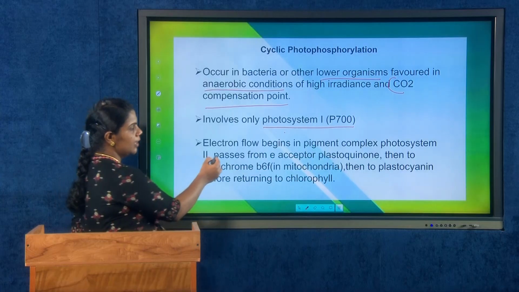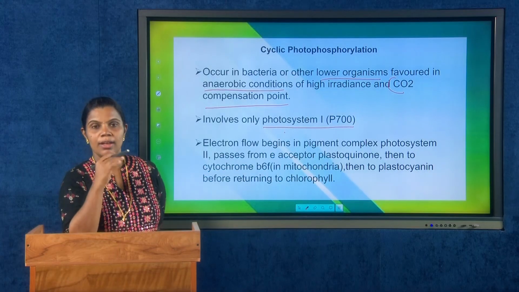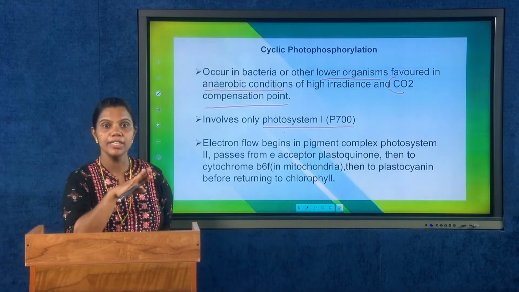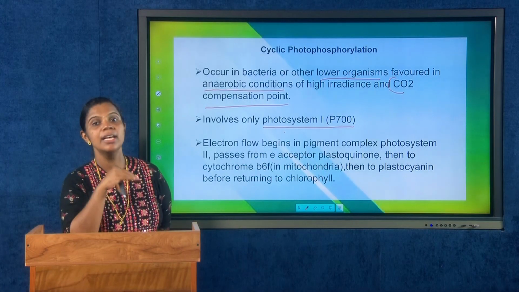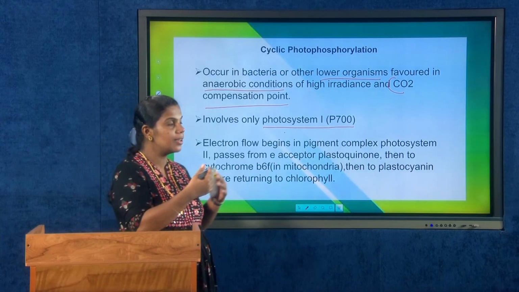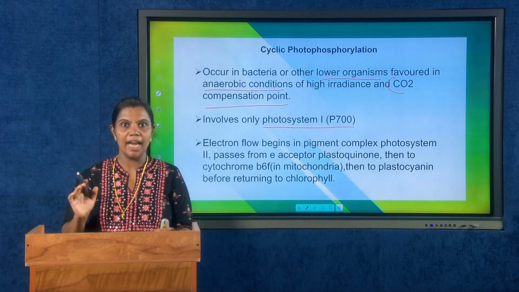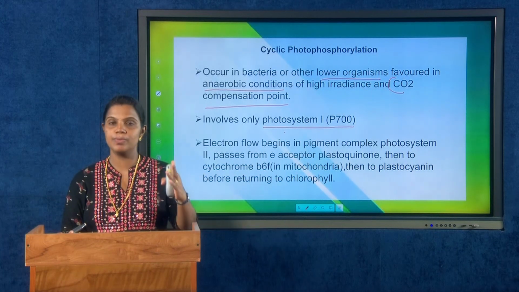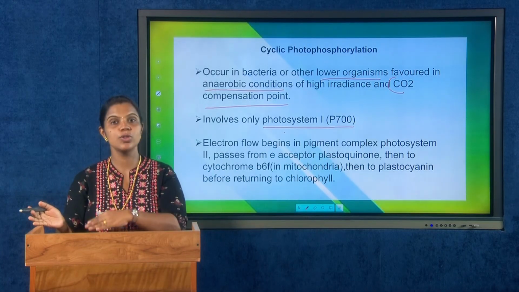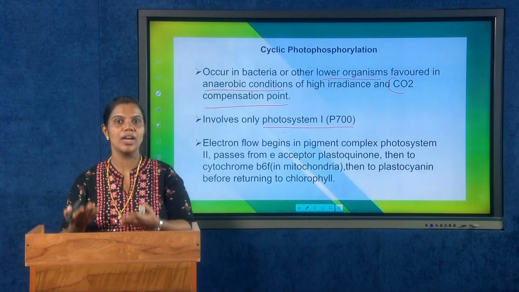So, what happens here? The electron flow begins in the pigment complex. Photosystem 2 will be passing electrons to the electron acceptor plastoquinone, then to the cytochrome b6f, then to the plastocyanin before returning to chlorophyll. That is the situation when both of these photosystems are coexisting. In that case, first the photosystem 2 will function, and from photosystem 2 the electrons will be transferred to photosystem 1, and there it will begin to function as photosystem 1 again.